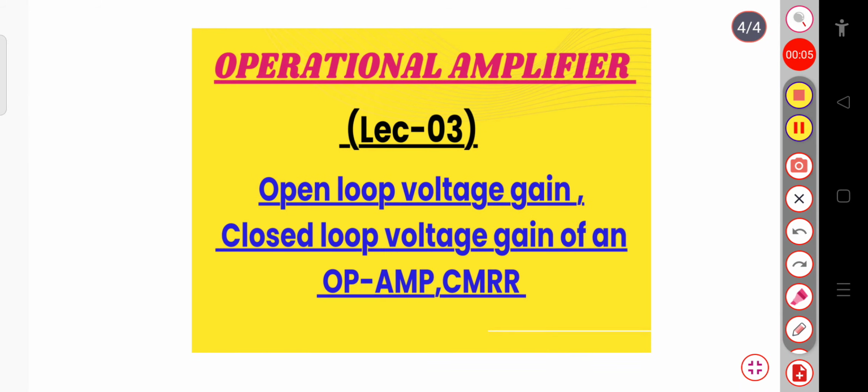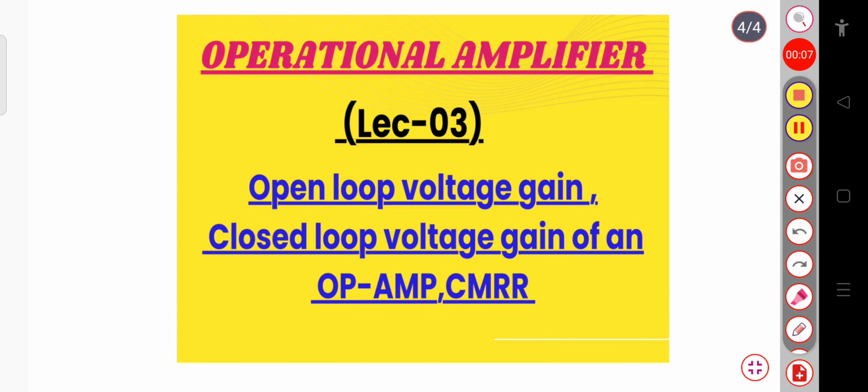In this part we will discuss the open loop voltage gain of the op amp, then the closed loop voltage gain of an op amp, and after that we will discuss the frequency response of the op amp, and then the common mode rejection ratio, that is CMRR.